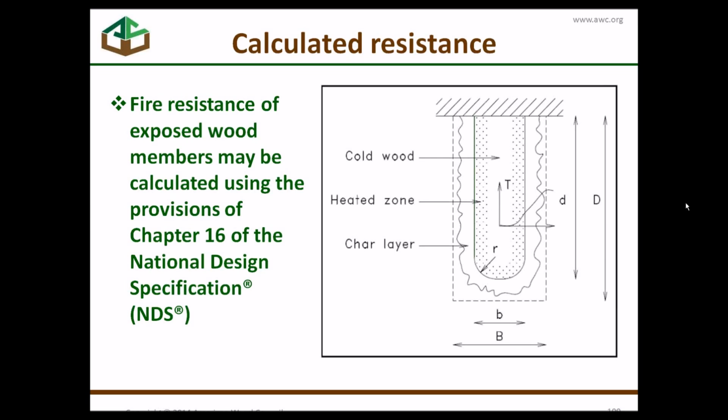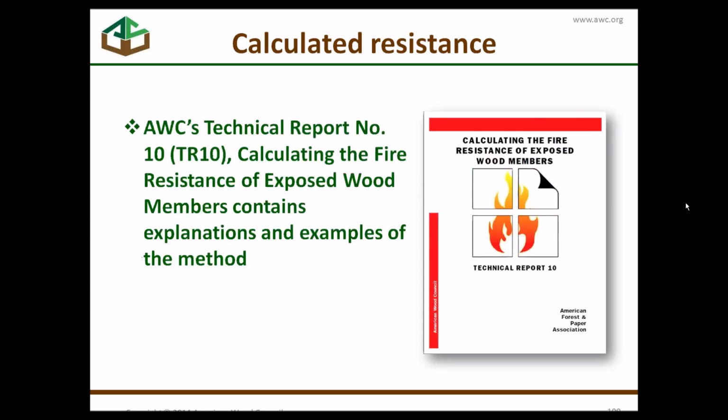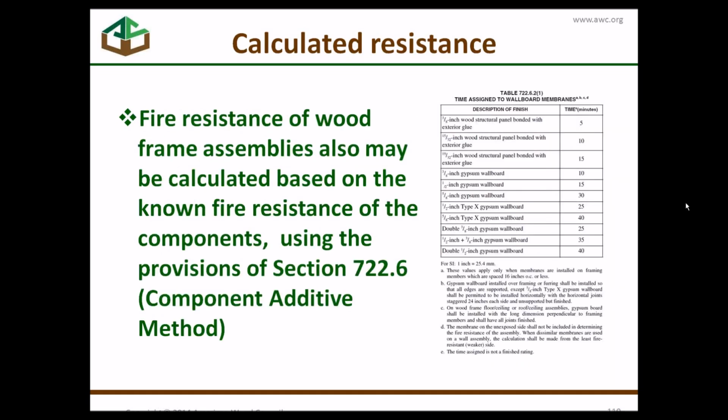Why is that? Well, the NDS method is more flexible. It allows up to 2-hour ratings. And also, it is a little better in terms of avoiding mistakes. The 722.6.3 method in the back of Chapter 7 will work, as I said, but that's going away actually in the 2015 code. So you may want to become familiar with the calculation method in the NDS. By the way, here's Technical Report Number 10, downloadable from our website, that gives you the background on that method and also explanations and examples.